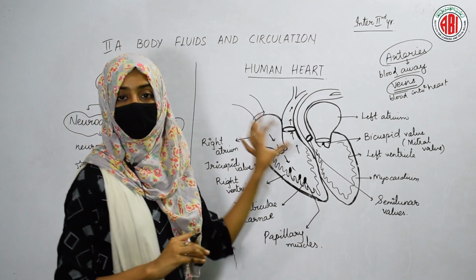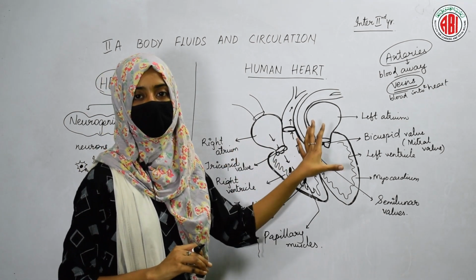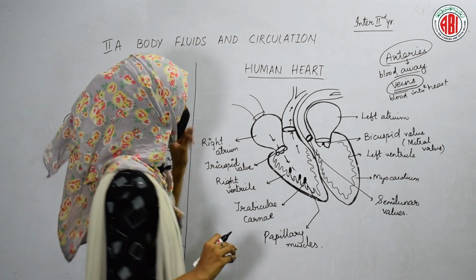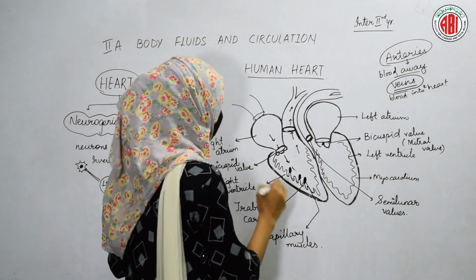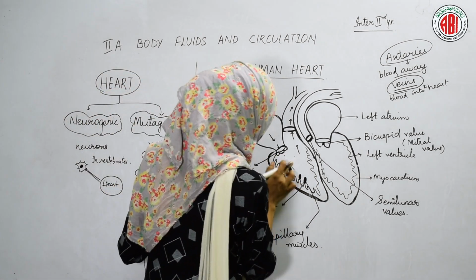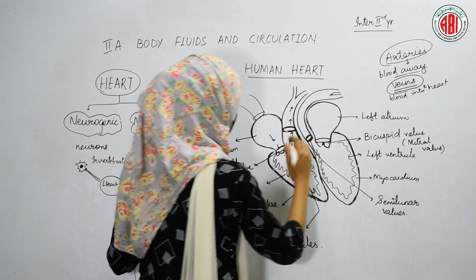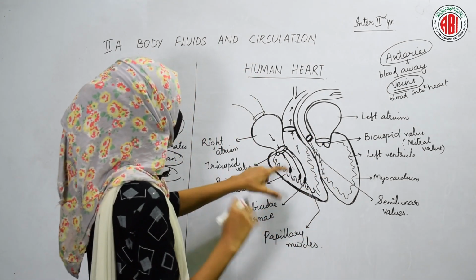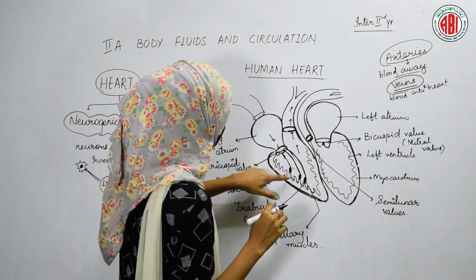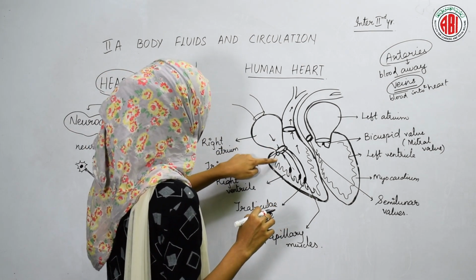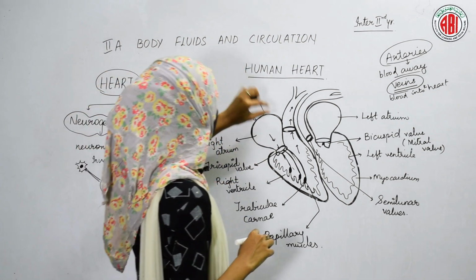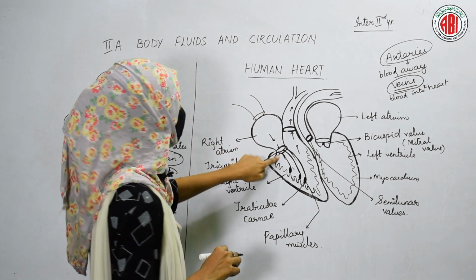The opening and the closing of the tricuspid and the bicuspid valve can be done in a smooth manner because of the presence of some thread-like structures in between the papillary muscles and these valves. Thin fiber-like structures are found in between the papillary muscles and valves. So, these thread-like structures help in closing and opening these valves.